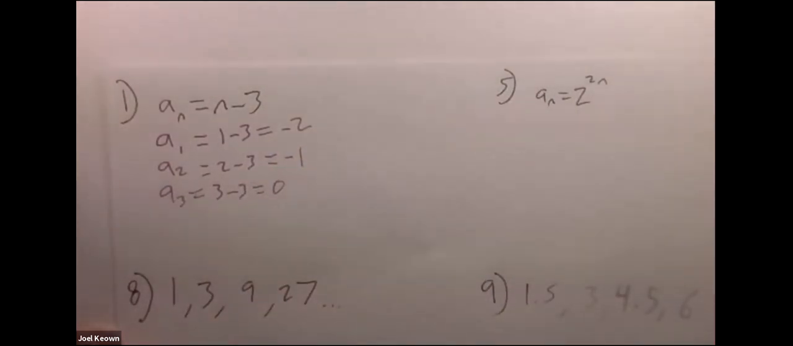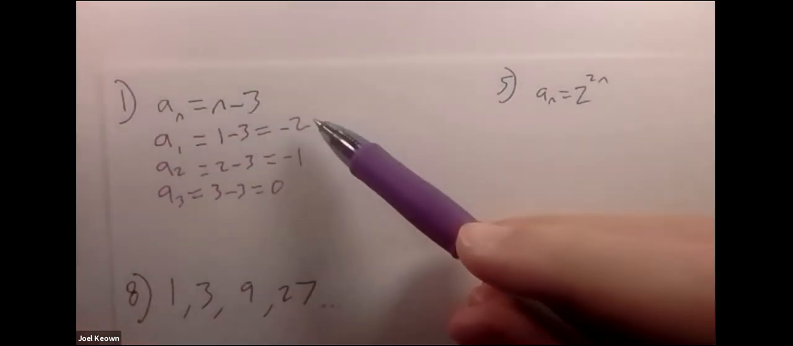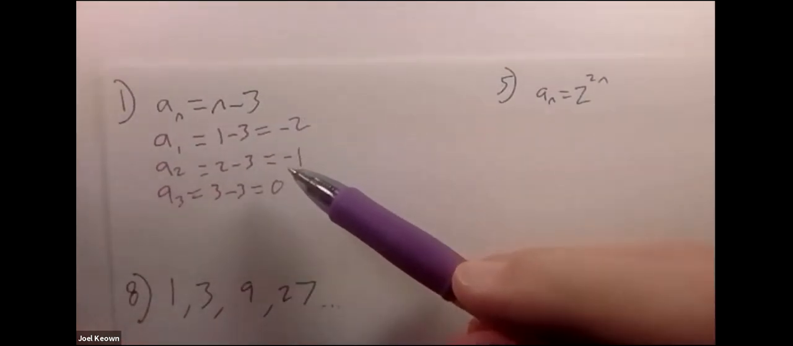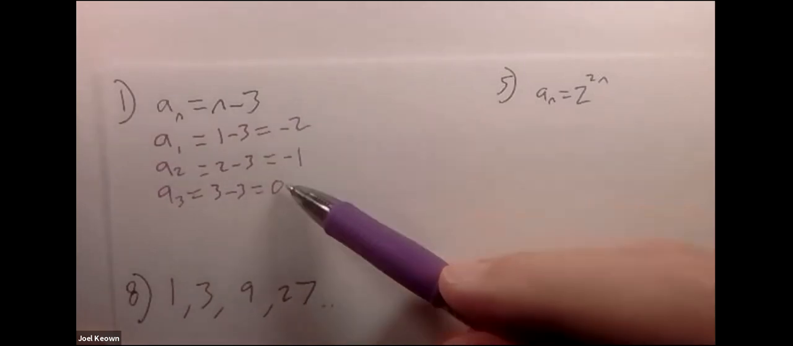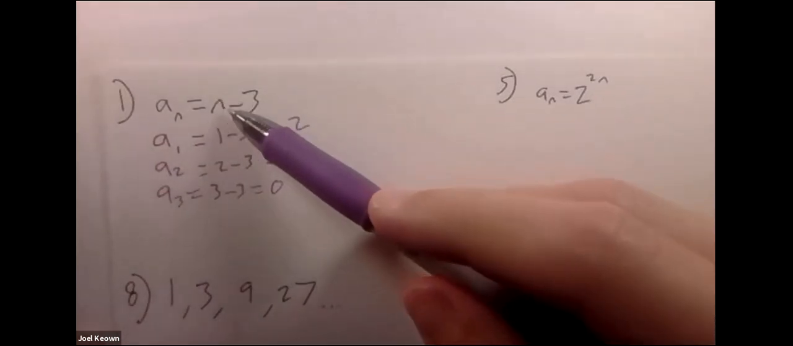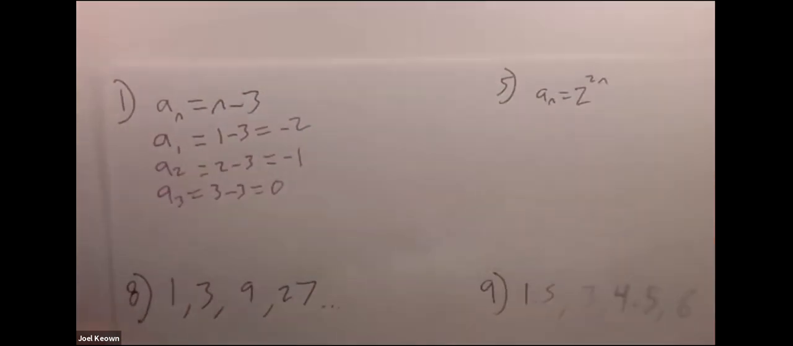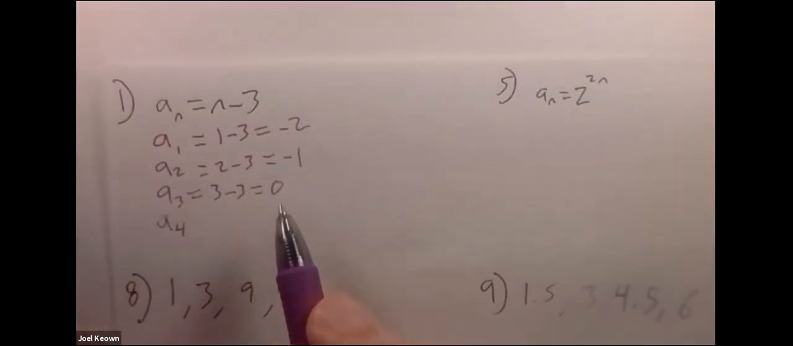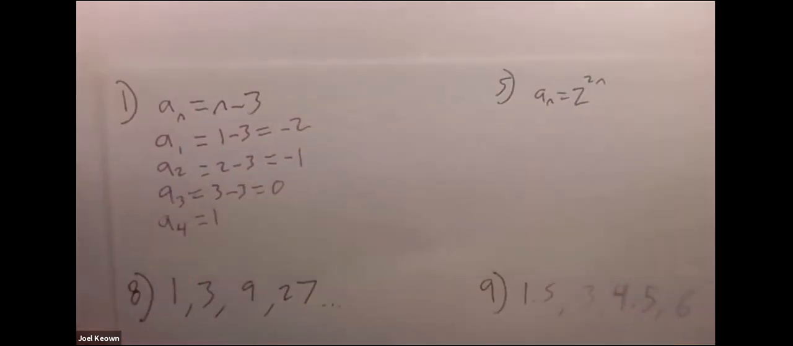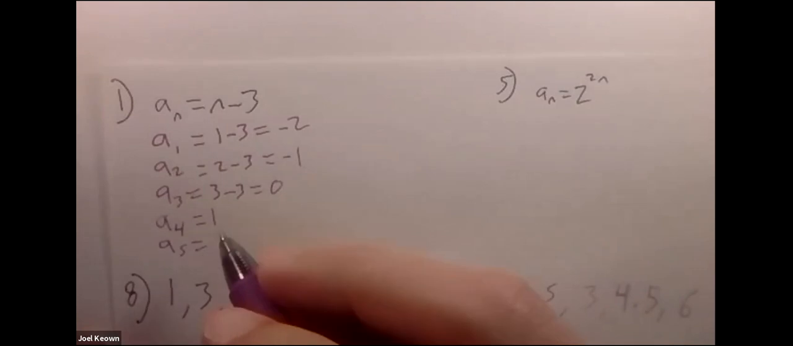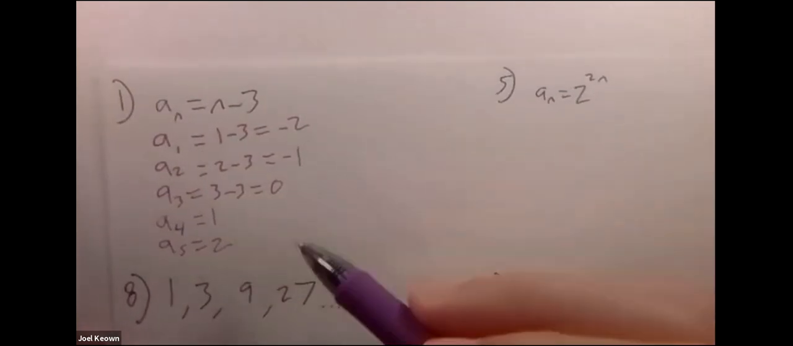And remember I said this is all about patterns. Well, let's look, what's my pattern? Negative 2, negative 1, 0. They're going up by 1s because really this is linear with a slope of positive 1. So looking at my pattern, a sub 4, the next number has to be 1. A sub 5, the next number has to be 2. There's my first 5 terms.